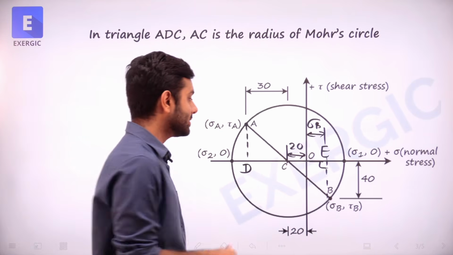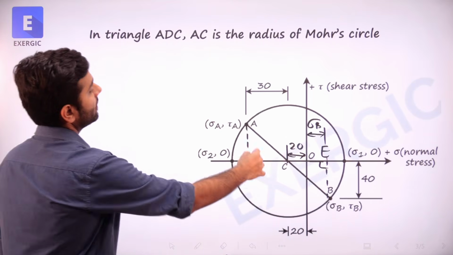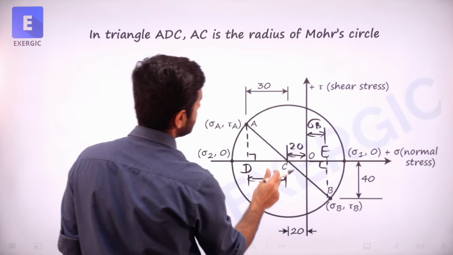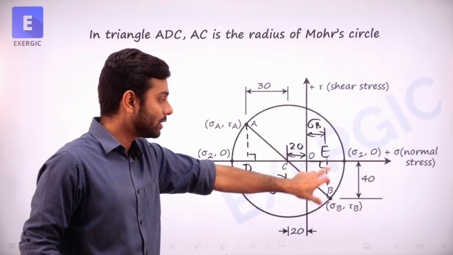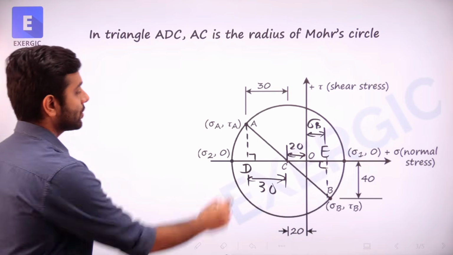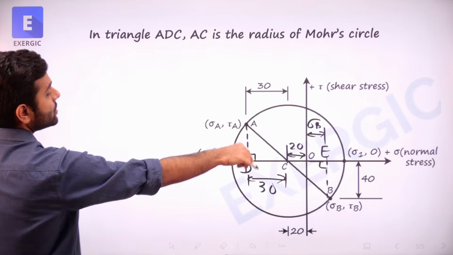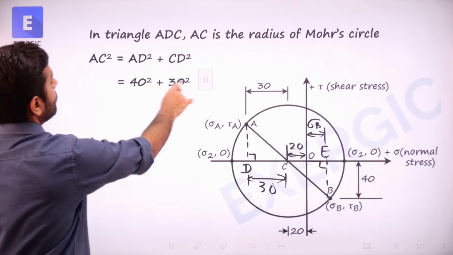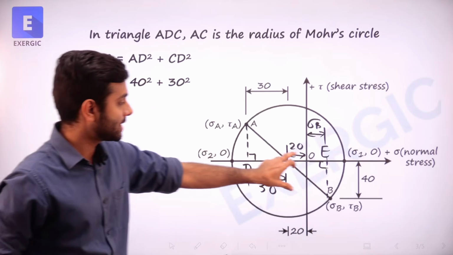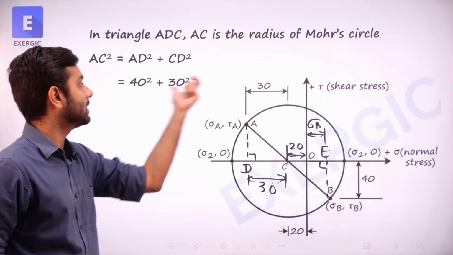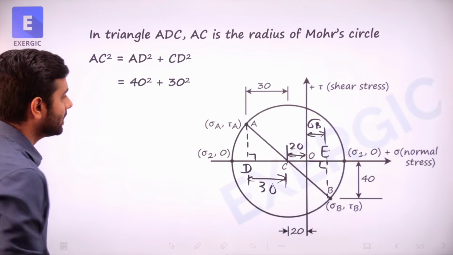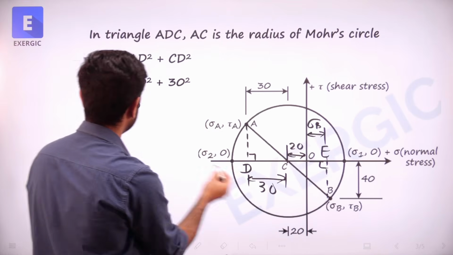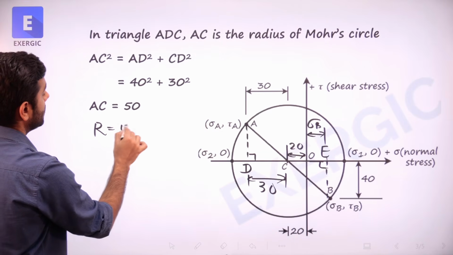And to find the radius, why not use this triangle? Because in this triangle, this length is known to me. This length, DC, is 30. And AD is equal to EB is equal to 40. So in this right triangle, AC square is equal to AD square plus CD square, correct? AD value is 40, same as this one, and CD is 30. Directly, it's a Pythagorean triplet. Directly we know that AC will come out to be 50. The value of AC, or you can say the radius of this Mohr circle, is 50.